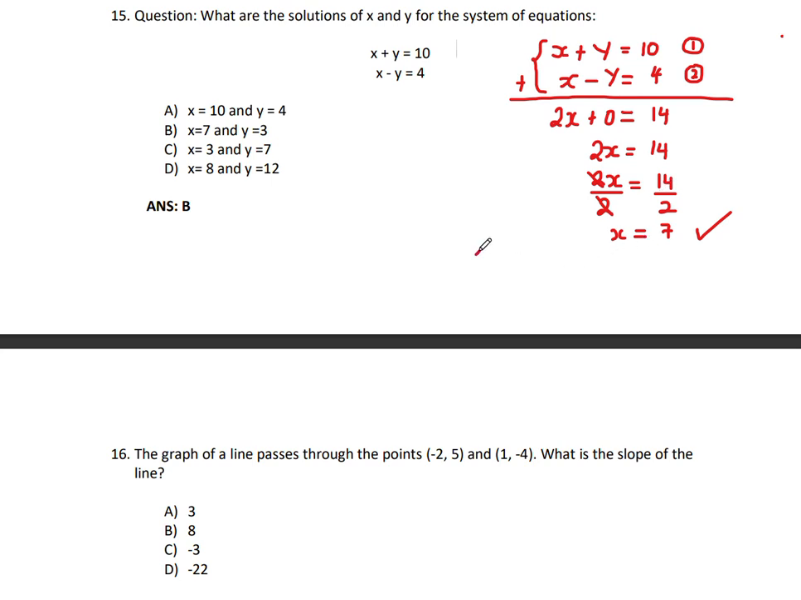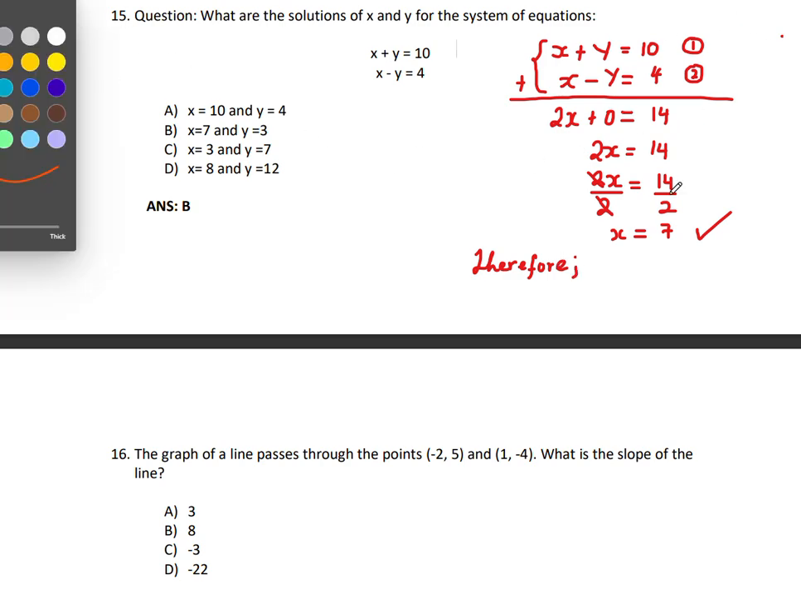And therefore, what we're going to do now is to find the value of y. We can find the value of y by substituting the value that we have found for x into any of the two equations and therefore solve for y.